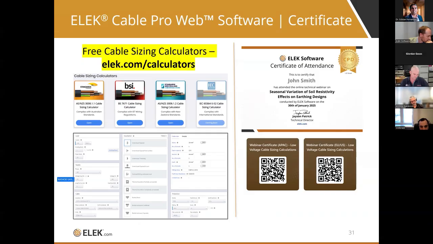So the first question is, how do we decide whether to choose a single core or a multi-core cable? And is there a difference between AC and DC LV cable sizing?